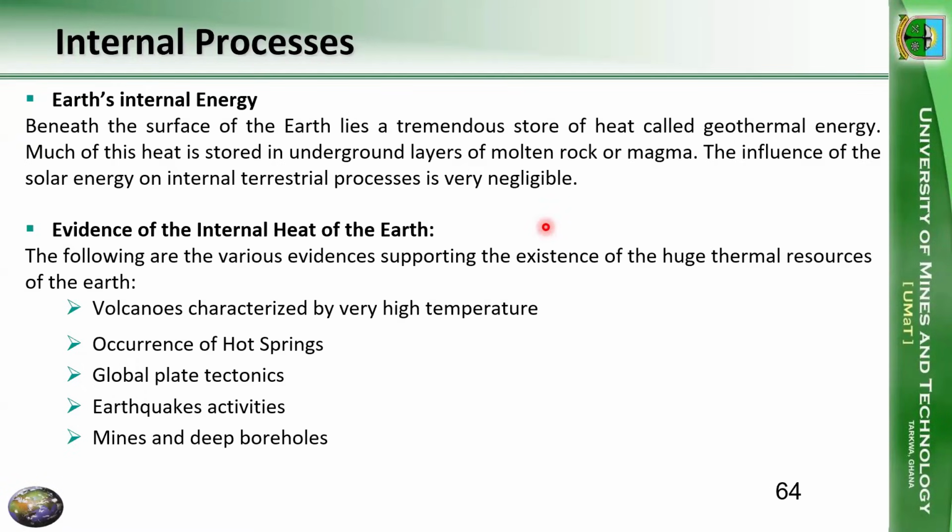Then we also have the occurrence of hot springs. Think about a swimming pool that is hot water. The water is naturally hot. Another name for hot springs is geyser. These springs are hot because the water is coming from about 2 kilometers within the Earth, from a region that is extremely close to magma. So the magma is heating the water before it gets to the surface.